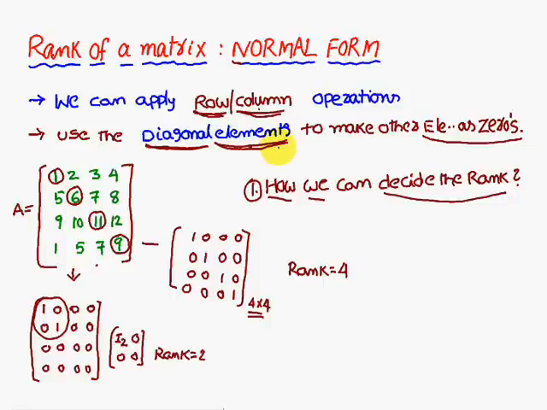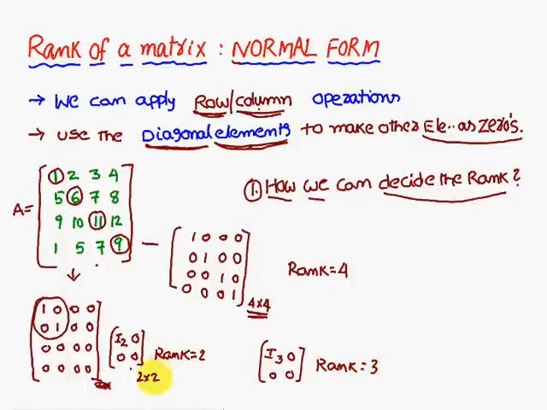And another one is, if you can reduce a matrix into the 4 by 4 unit matrix, the rank is 4. If you can reduce the given matrix to the 2 by 2 unit matrix, then the rank is 2. If you can reduce the matrix to a 3 by 3 matrix, then the rank is 3. Rank will be 3.